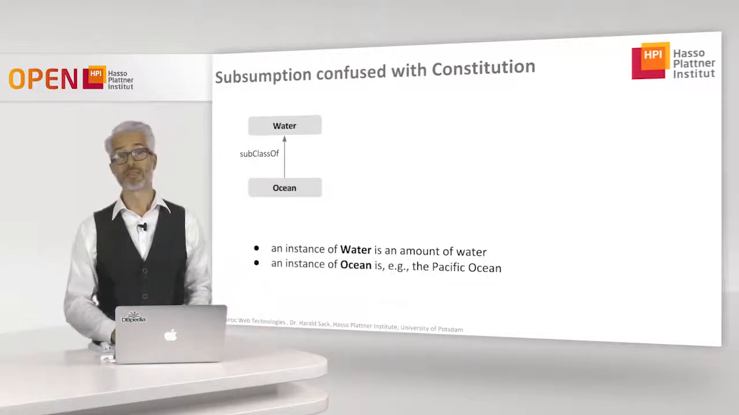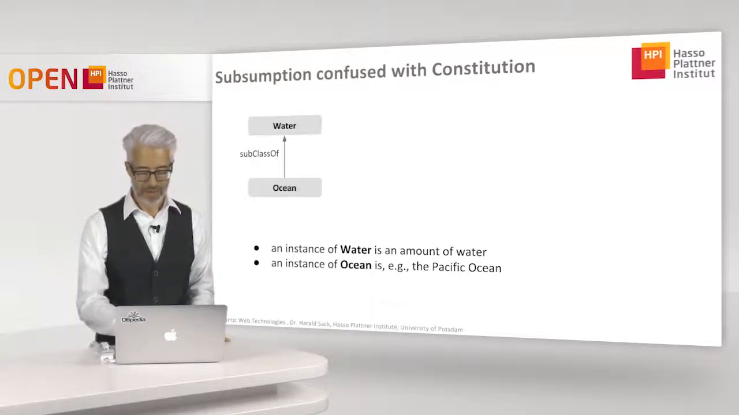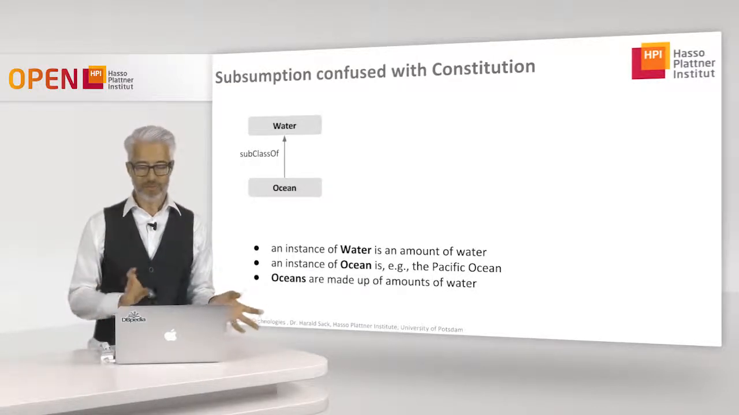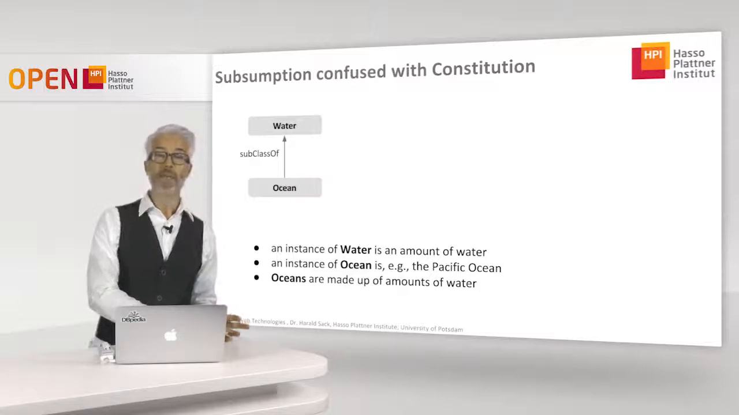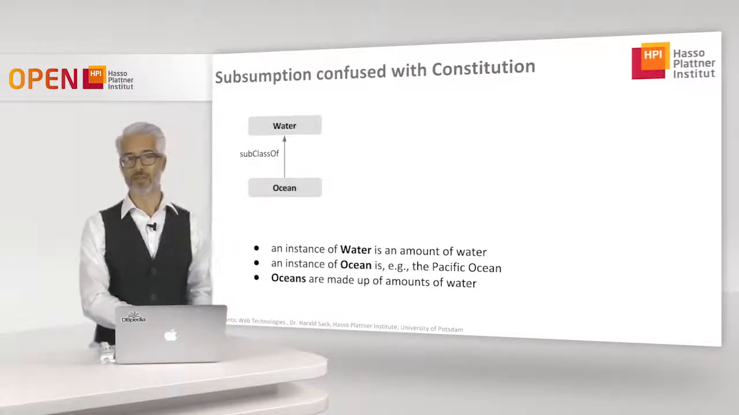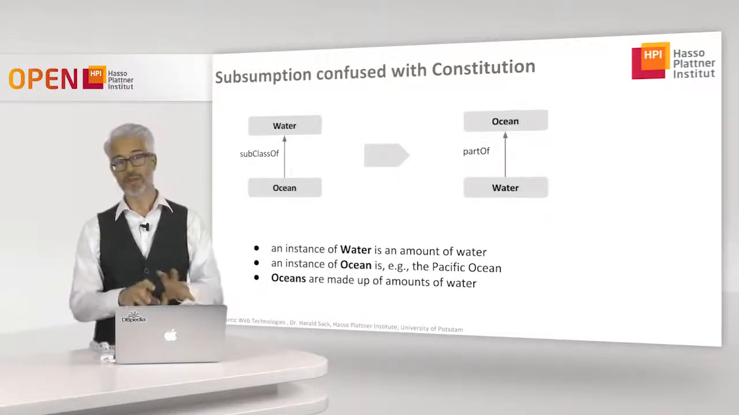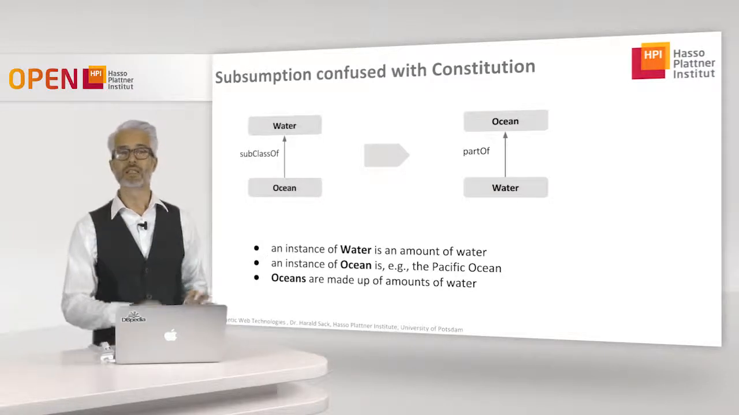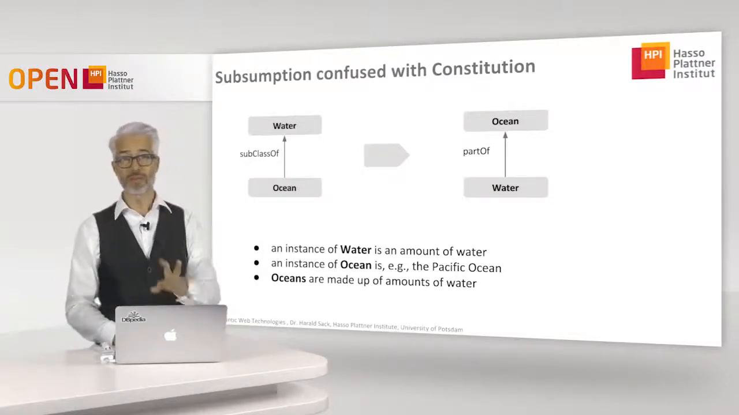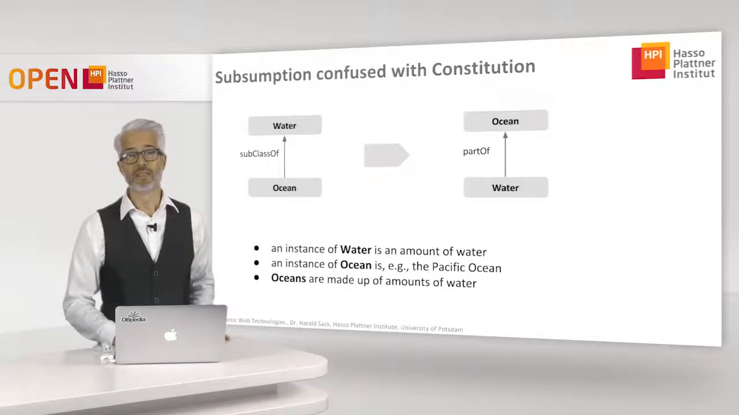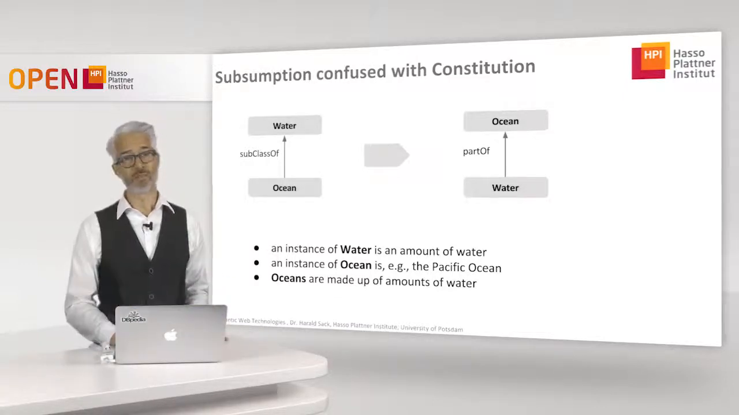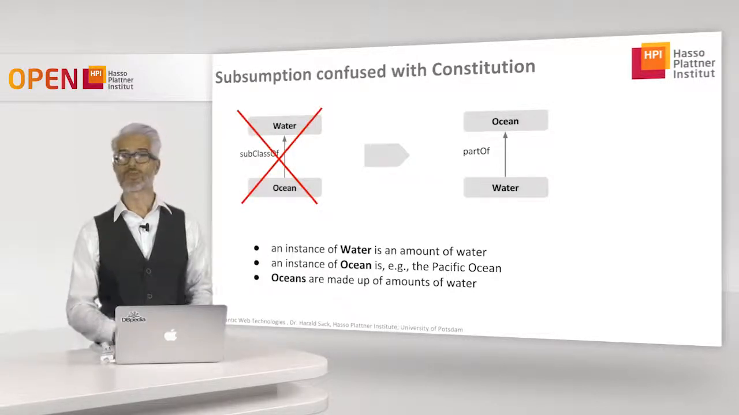For example, the Pacific Ocean, the Atlantic Ocean, they are all instances of oceans. But now you have the problem that oceans usually are made up of amounts of water. So therefore, an ocean cannot be a subclass of an amount of water. You have here a part-of relation and not a subclass relationship. So this again is a constitutional relationship. Subsumption has been confused with constitution, and this of course is also not allowed.